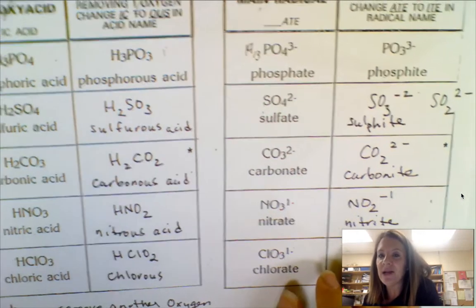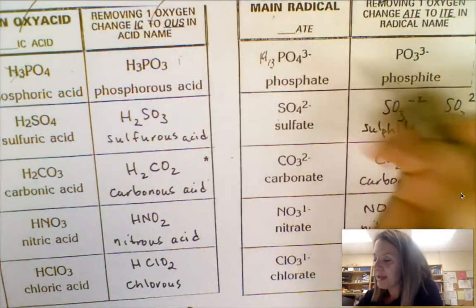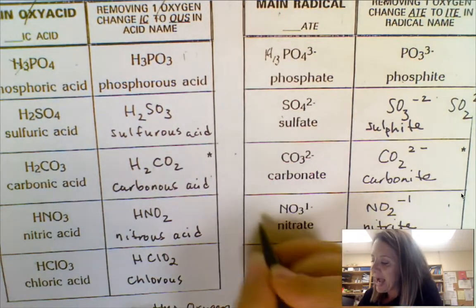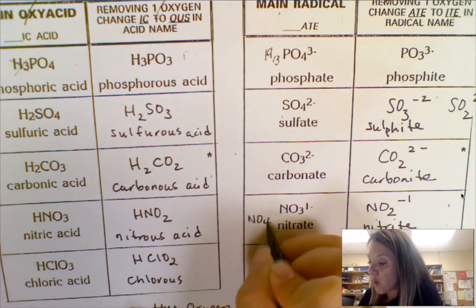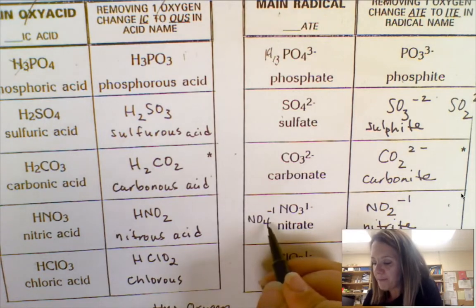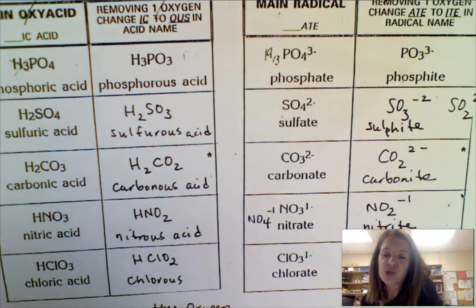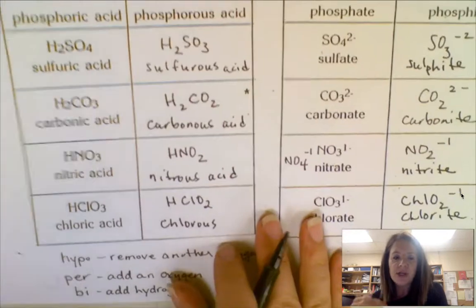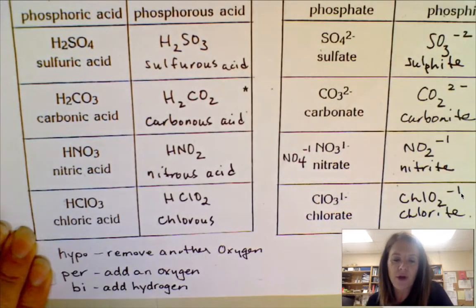If we add another oxygen onto something, so let's say that we have nitrate and I add NO4, okay, and it still has a charge of -1, we add the word per. So that would be pernitrate. Okay, we don't come across those as often, but that's something that you want to make note of. So hypo means remove another oxygen, per means add another oxygen, and if ever you see the word bi, that means add hydrogen in between.